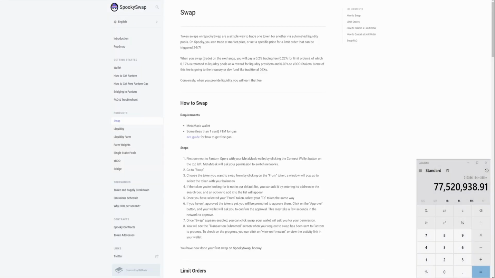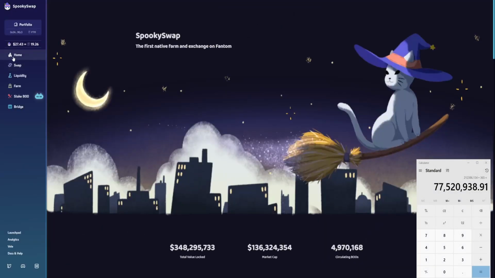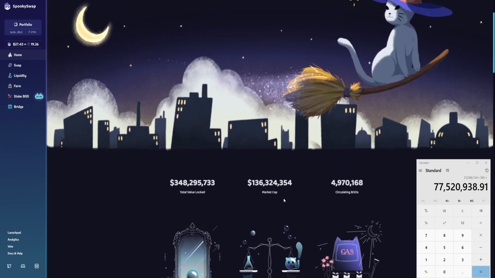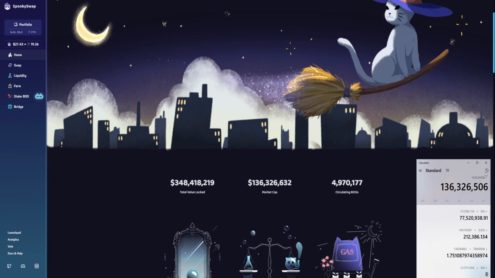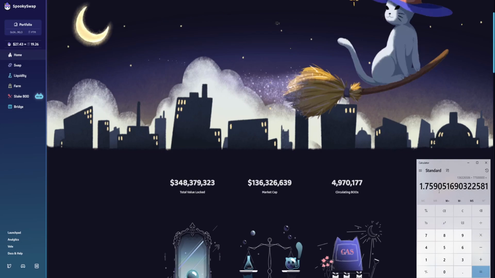So if we go back to the main page, you can see that they will tell you the current market cap of Spookyswap Dex. And I'm going to say on my calculator here, we'll take the market cap, so 136 million, or $136,326,506, divided by the 77.5 million. I'll just round. There we go, 77.5 million. And you get about 1.759 as your price to earnings ratio.